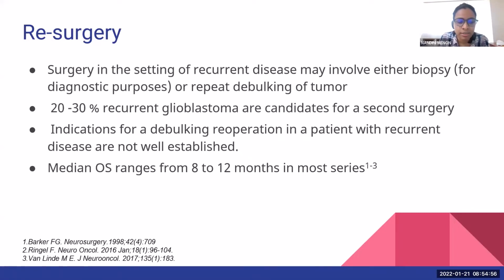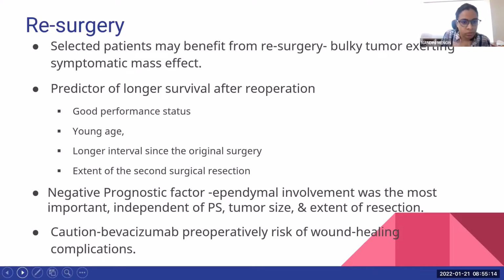These factors, such as eloquent or non-eloquent location, tumor volume, or the progression-free interval, are just overall guidelines described in various studies, many of them case series. And in patients who are operated, the overall survival is just 8 to 12 months. That is the data which is available, the OS data from multiple case series. We already discussed the good prognostic factors: younger age, longer interval, and better surgical resection at the time of the second surgery.